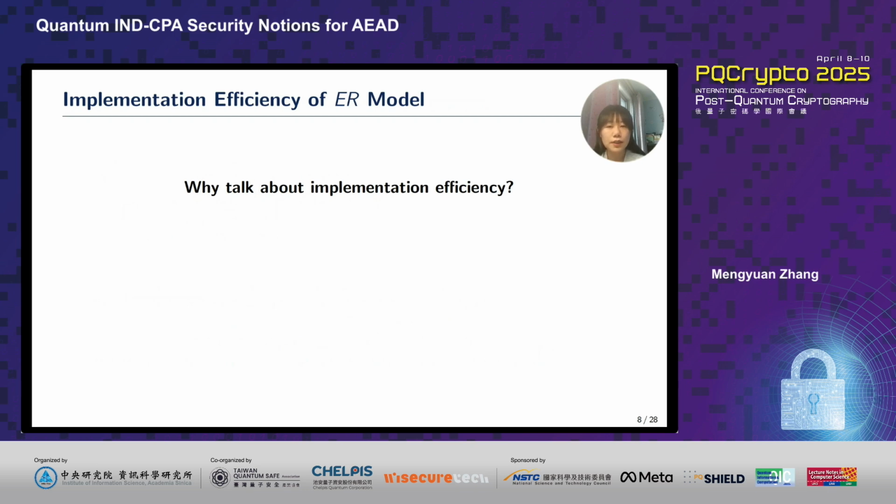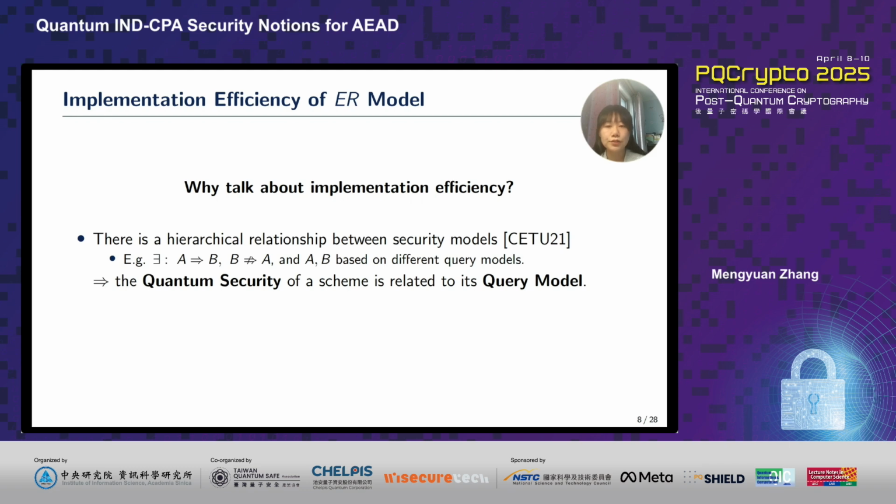At the beginning of this presentation, I mentioned that I would focus more on the quantum circuit perspective, so why talk about implementation efficiency? First, as shown in the first work of Carstens et al., there is a hierarchical relationship between security models. For example, there exist security notions A and B such that A implies B, but B doesn't imply A, where A and B may be based on different query models. This means that quantum security of a scheme is inherently tied to its query model.